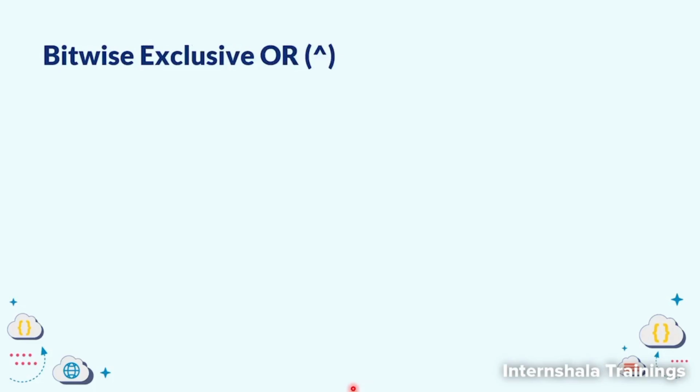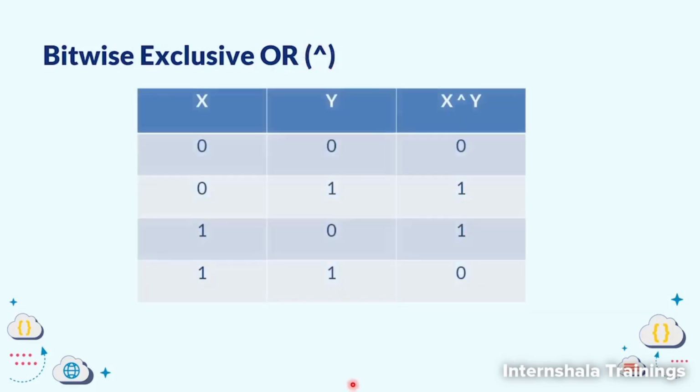Next, let's check the next operator, which is bitwise exclusive OR, and it is denoted by this caret symbol. Let's check the table for this one. So here again, if we have X exclusive OR Y, if both bits X and Y are the same, that is they are 0, 0 or they are 1, 1, we are getting the resultant bit as 0. Now, if both the bits are different, so here X is 0, Y is 1, and here X is 1 and Y is 0.